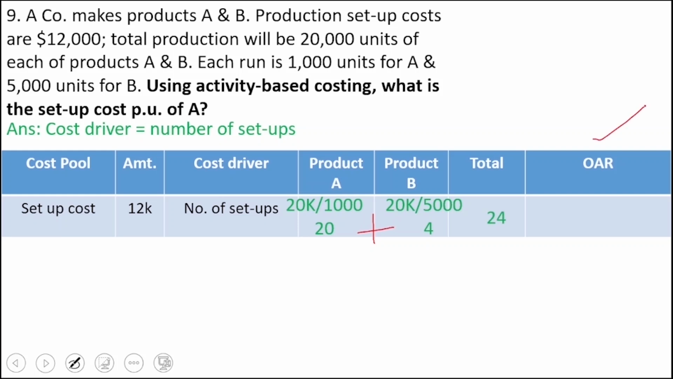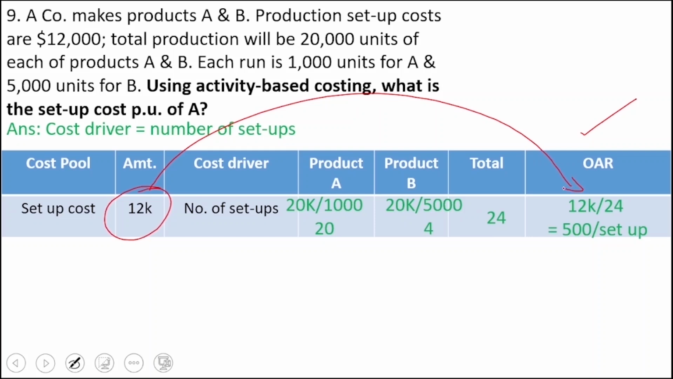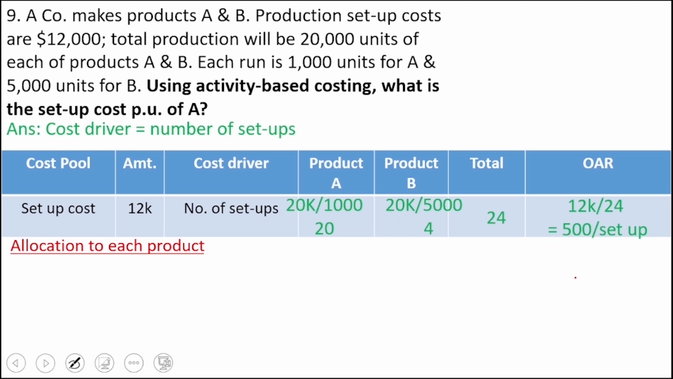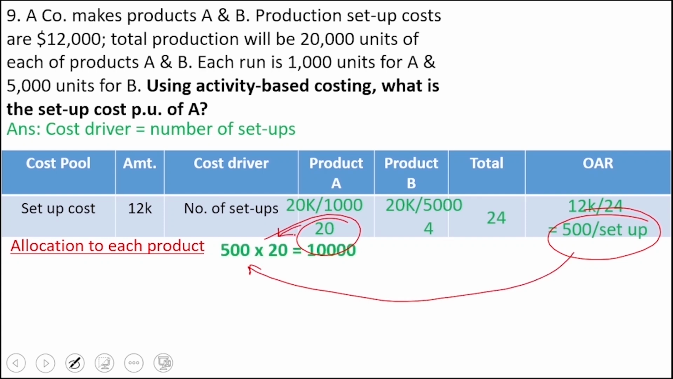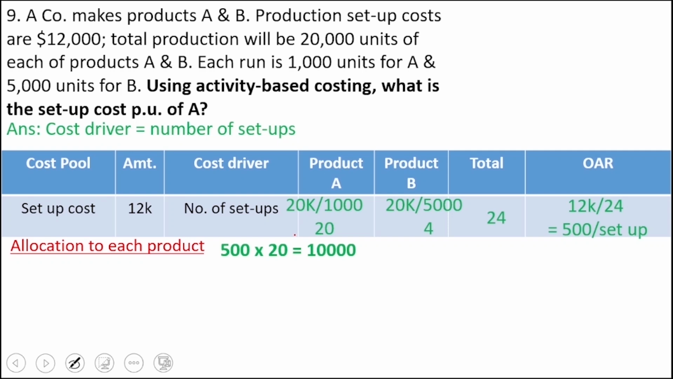Now coming to the OAR, it is the total setup cost of $12,000 divided by the number of setups, which is 24. So for each setup, the amount incurred is $500. Now coming to the allocation to each product. For each setup, $500. For product A, 20 setups. So what is the amount to be allocated to product A? It is 500 multiplied by 20 or $10,000.